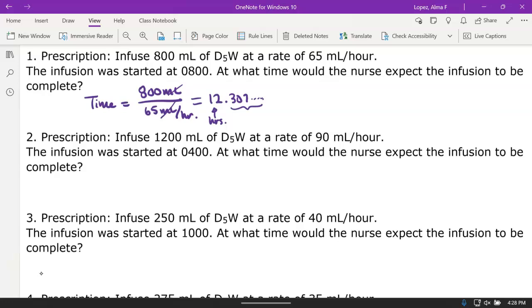So what I want you to do is grab your calculator. You know how you have the 12.307 whatever in the calculator? Do minus 12 to get rid of the hours, because right now I know it's 12 hours. And how many minutes? Well, after you subtract the 12, you should still have the 0.30769 whatever in your calculator. Multiply that by 60.